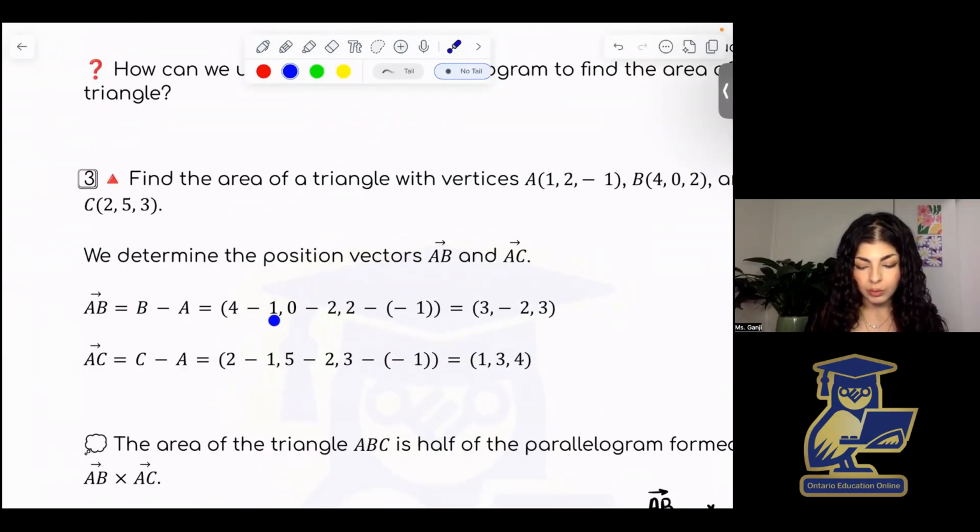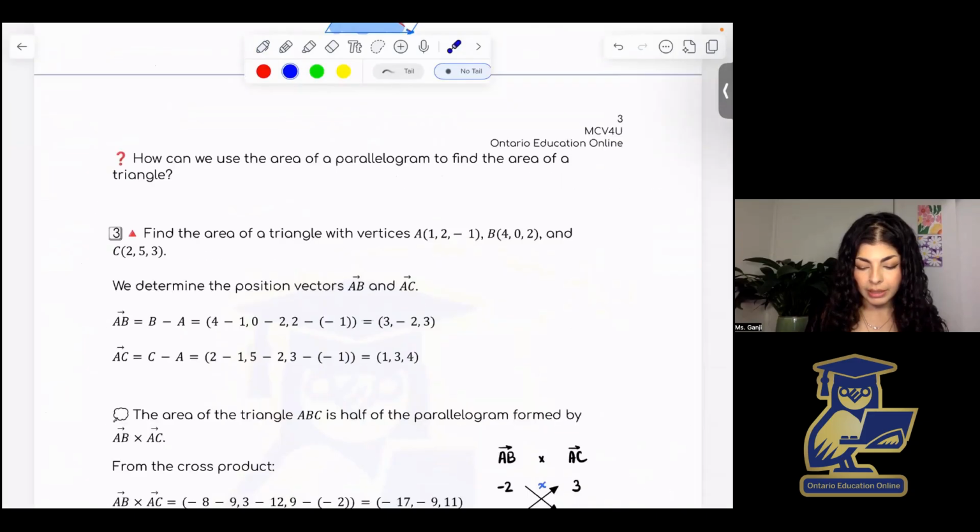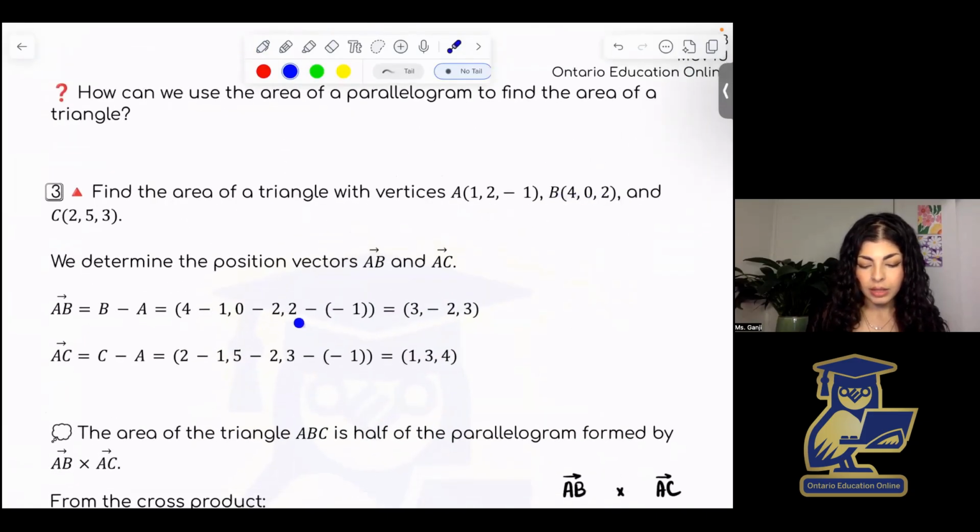So this is 4 minus 1, 0 minus 2, and 2 minus negative 1, which gives me 3, negative 2, 3. And this is the vector AB in component form. Now, similarly, we can find vector AC, which is C minus A. So then we have 2 minus 1, 5 minus 2, and 3 minus negative 1, which is 1, 3, 4.